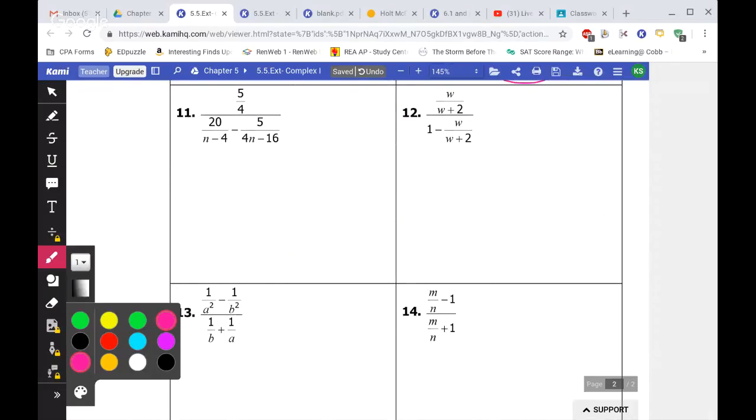The numerator on number 11 is a single fraction, so we don't need to do anything there. And then the, hold on just 1 minute, please.